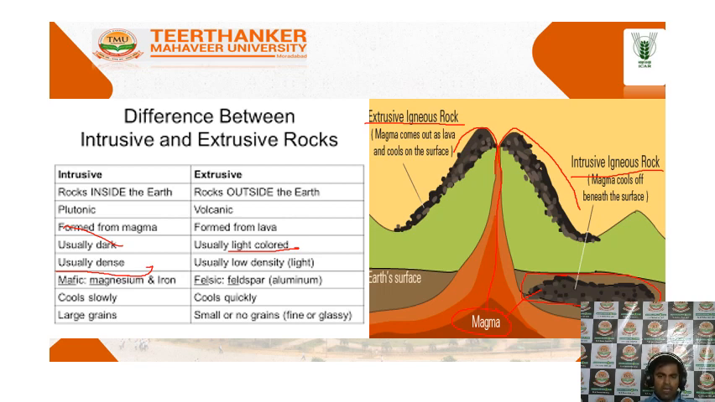Mostly in the intrusive rocks, magnesium and iron are more dominant, and in the extrusive rocks feldspar and aluminum are more dominant. That is why the intrusive rock cooled slowly, and the extrusive cooled very rapidly, quickly. Intrusive has large grains, and extrusive has very small grains. So this is the basic difference between intrusive and extrusive rocks.